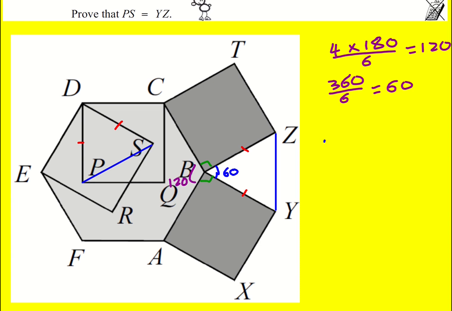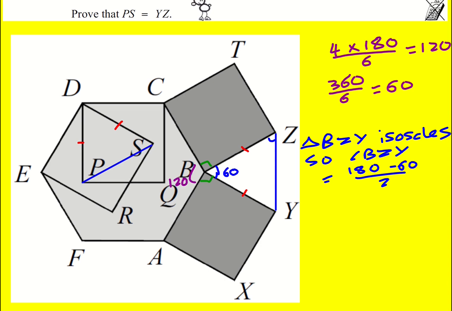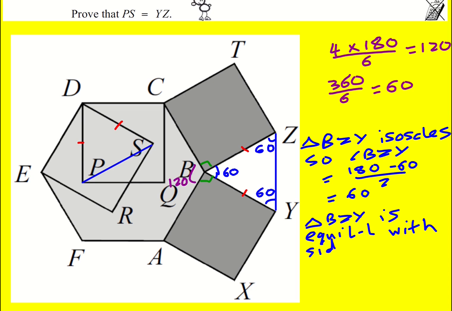And then since BZY is isosceles, if we're finding out angle BZY, then it's going to equal 180 minus 60 all over 2, because these two are going to be the same, which is also 60. I just think there needs to be enough reasoning towards it. So we've got 60 and 60, and therefore triangle BZY is actually equilateral with sides equal to the hexagon. And at this point, maybe I should just say that actually all of these are the same. So maybe just say the hexagon.